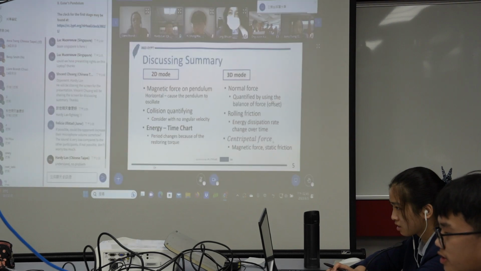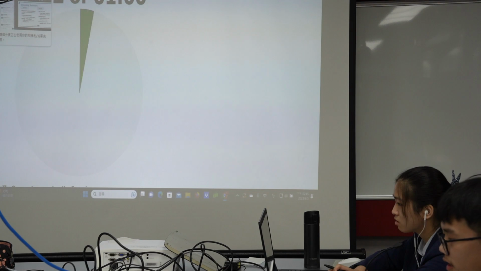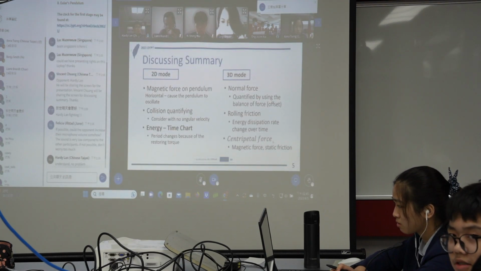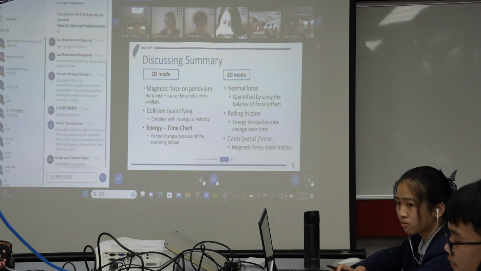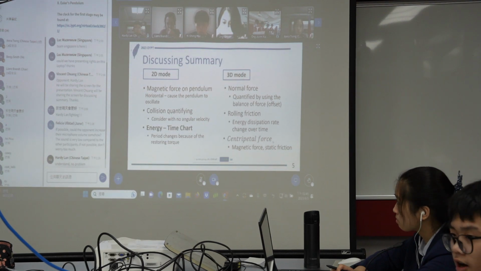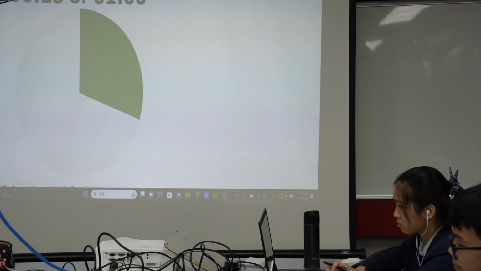Okay, here's the discussion summary from the opponent. For the 2D part, we believe that the horizontal component of the pendulum causes the pendulum to oscillate. And if we draw the chart of energy over time, we can find that the period will decrease because the restoring force increases. Also, the gap in the energy will show the dissipation from collision.